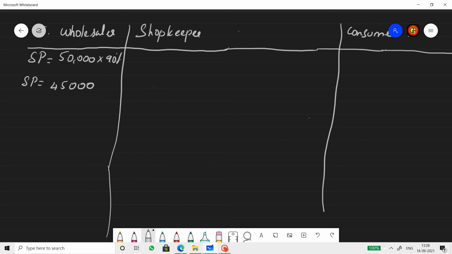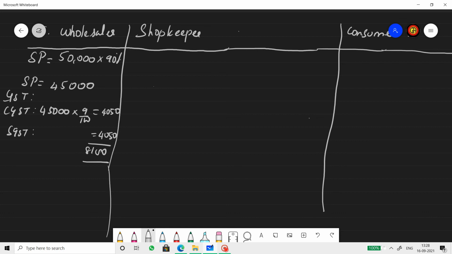Now let's go to the GST calculation. CGST will be 45,000. The rate is 18%, so half 9%, which works out to 4050. And similarly, SGST will also be 4050. So total is 8,100. Alright, this is in regard with the wholesaler.